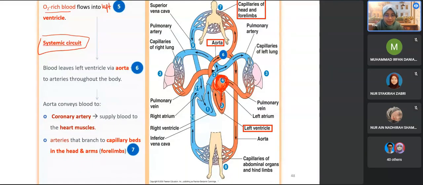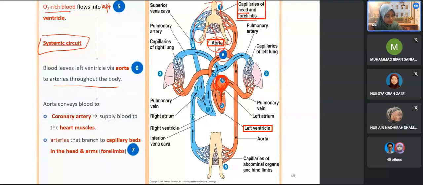Okay, from the left ventricle, so the left ventricle will pump the blood out through the aorta. Okay, through the aorta, nombor 6. Okay, so from the aorta into the arteries throughout the body. Okay, so to the upper part of your body and also to the lower part of the body. The upper part of the body is the head and also the forelimbs. Okay, tangan lah kan. That is the upper part of your body.